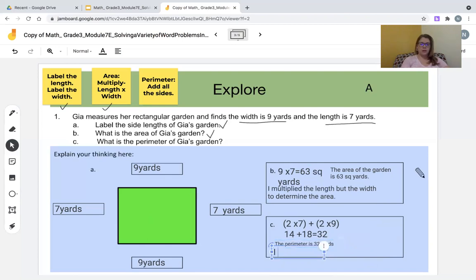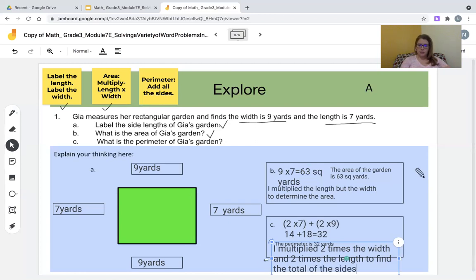I multiplied 2 times the width and 2, let's make that clearer so you can see this, times the length to find the total of the sides or the perimeter.